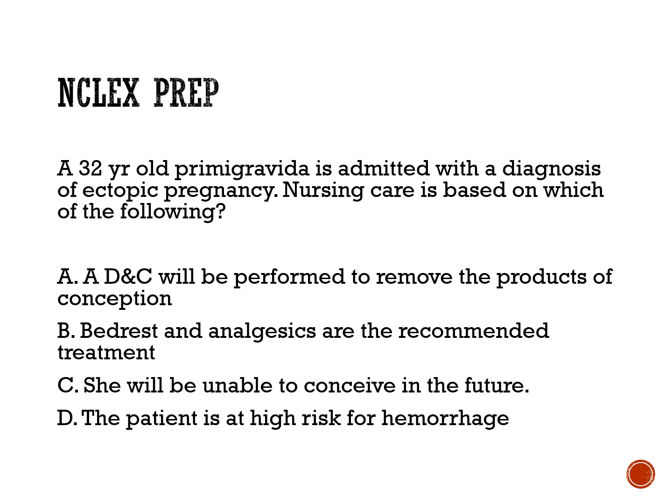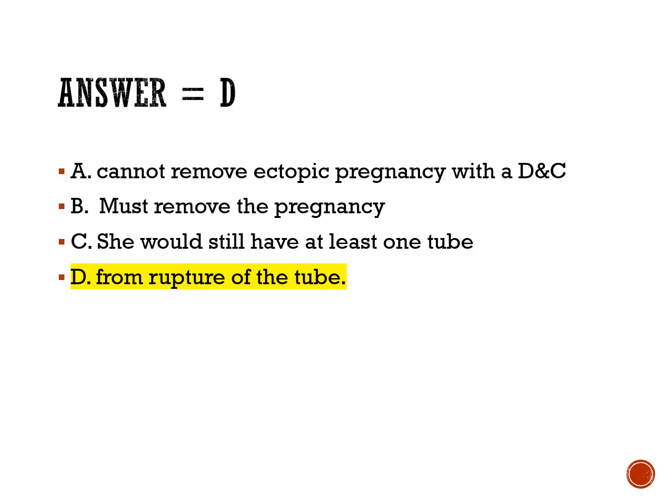NCLEX prep question number 4. A 32-year-old primigravida is admitted with a diagnosis of ectopic pregnancy. Nursing care is based on which of the following? A. A D&C will be performed to remove the products of conception. B. Bed rest and analgesics are recommended treatment. C. She will be unable to conceive in the future. Or D. The patient is high risk for hemorrhage. D. That patient is high risk for hemorrhage related to rupture of that tube if that baby continues to grow.